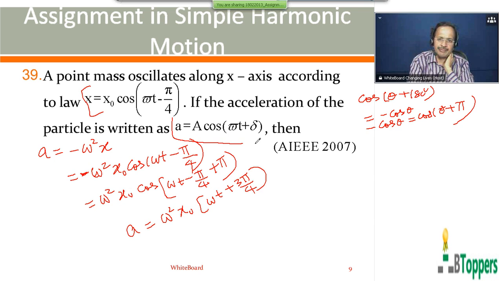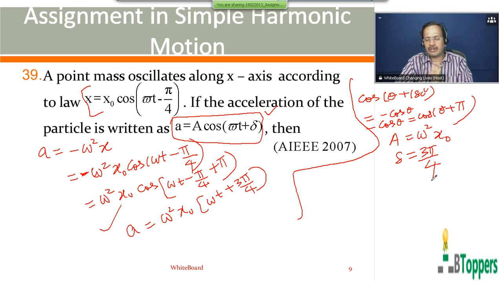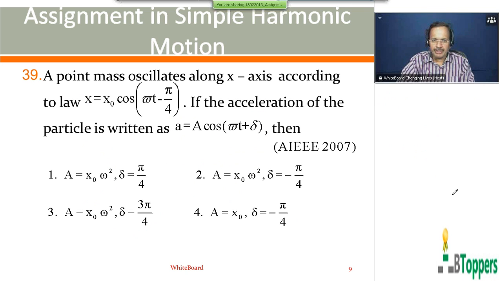Compared with this equation, small a equal to this equation, you compare with this equation. So capital A in this equation represents the magnitude of maximum value of acceleration, or amplitude of acceleration, omega square into x naught. And delta equal to 3 pi by 4. So if you want to copy the solution of the problem, you can take a pause and copy the solution of the problem. So for question number 39, third option is the answer.